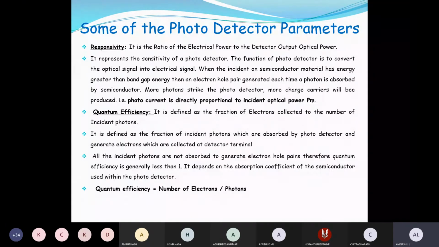So next, what are some of the photodetector parameters? The first one is responsivity. It is the ratio of the detector's electrical output to the incident optical power. So how much optical power is being received, and out of the received optical power, how much has been converted into an electrical signal? That is exactly the meaning of responsivity. So the responsivity represents the sensitivity of the photodetector. The function of a photodetector is to convert the optical signal into an electrical signal.